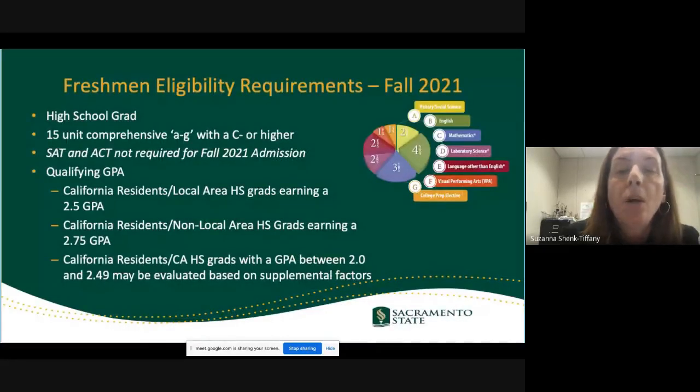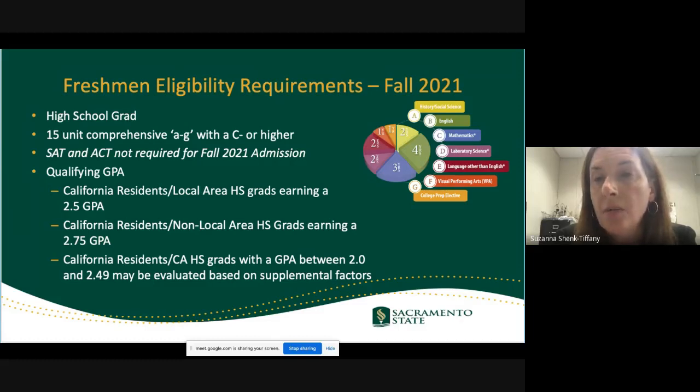Okay, so I wanted to go over the eligibility requirements for this fall. What's different this year is that the SAT and ACT are not required. In fact, they're not allowed to look at them. So all you have to do, honestly, is graduate from high school and have 15 units of comprehensive, what we call A through G.